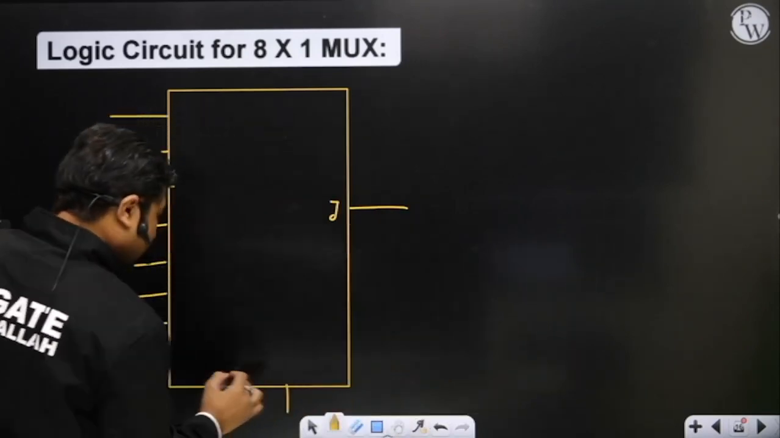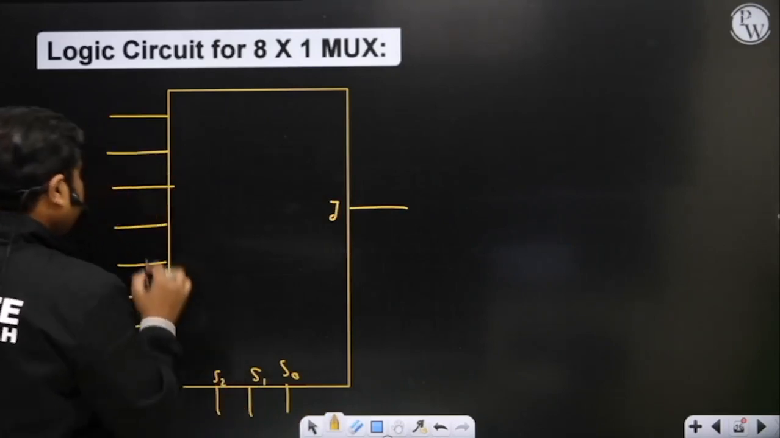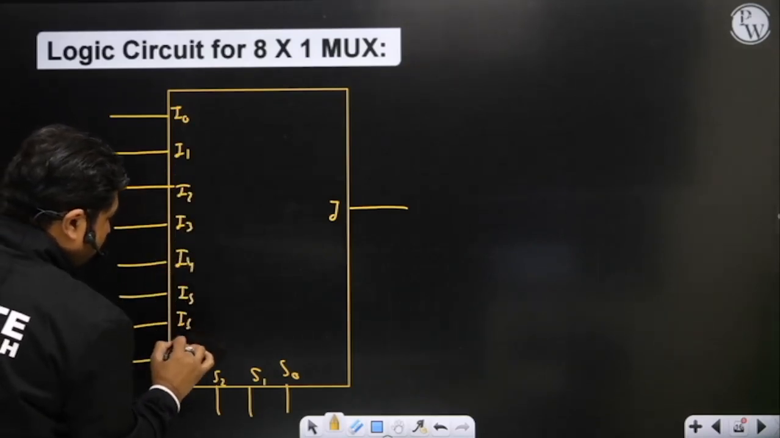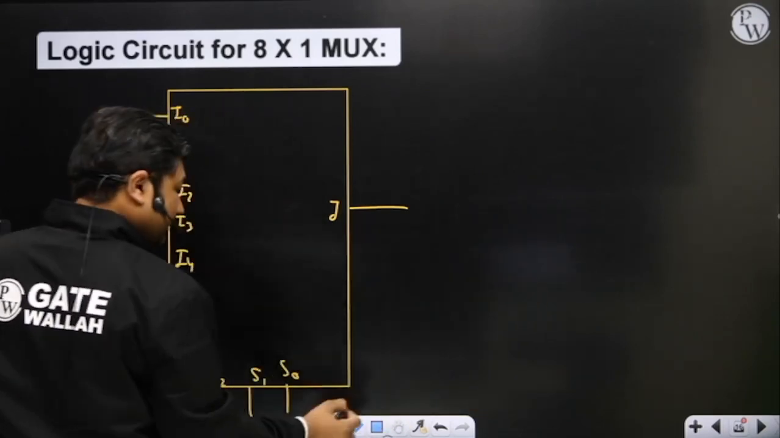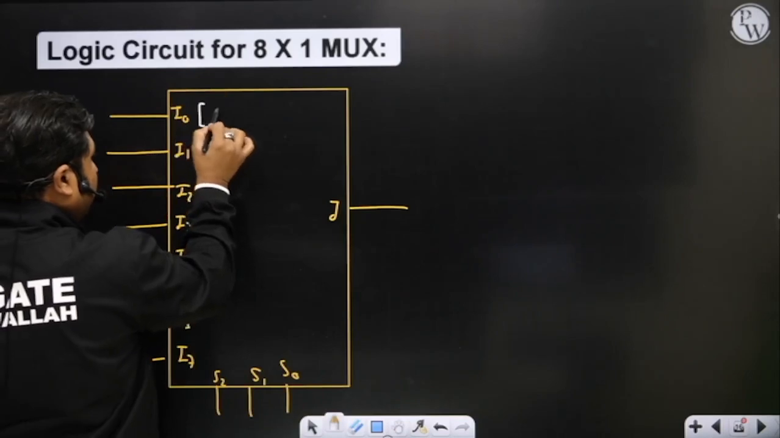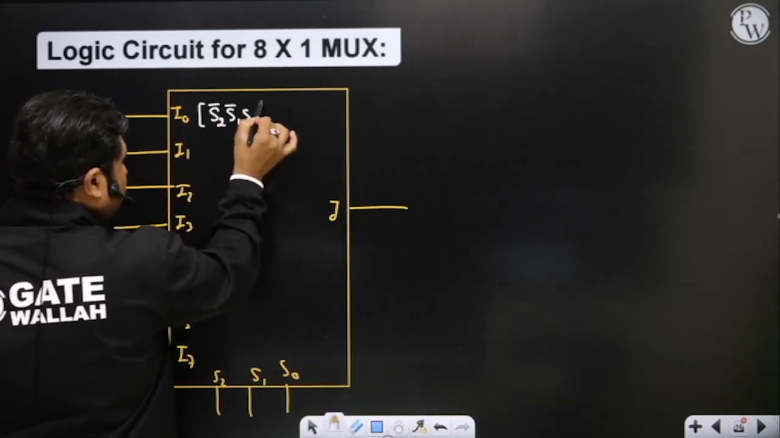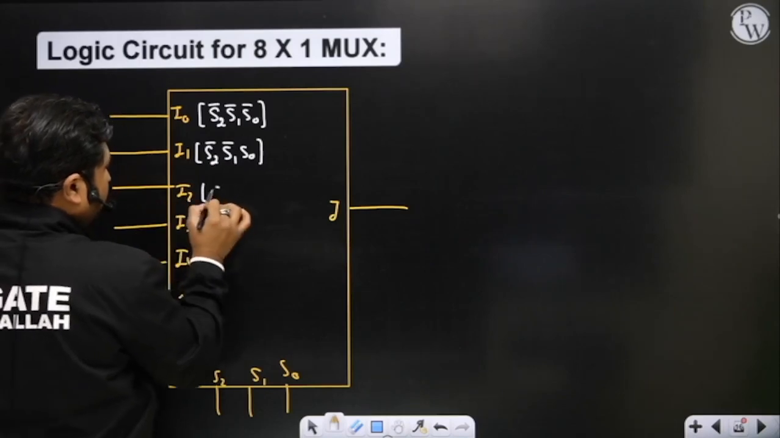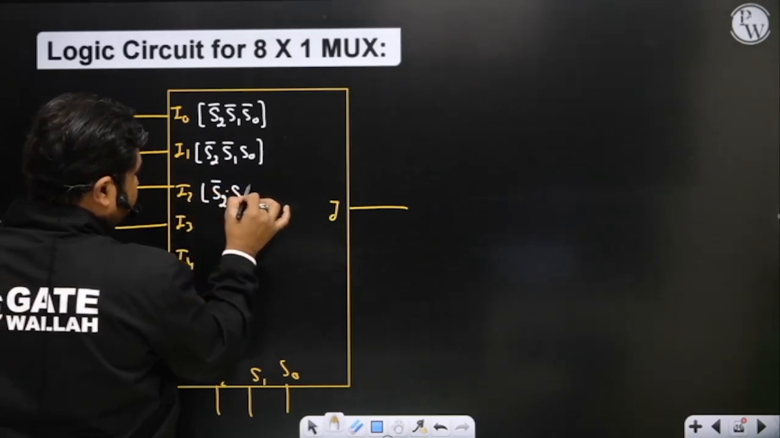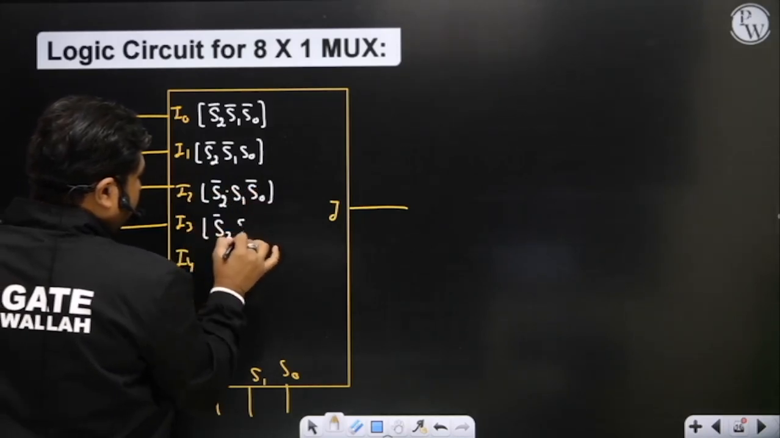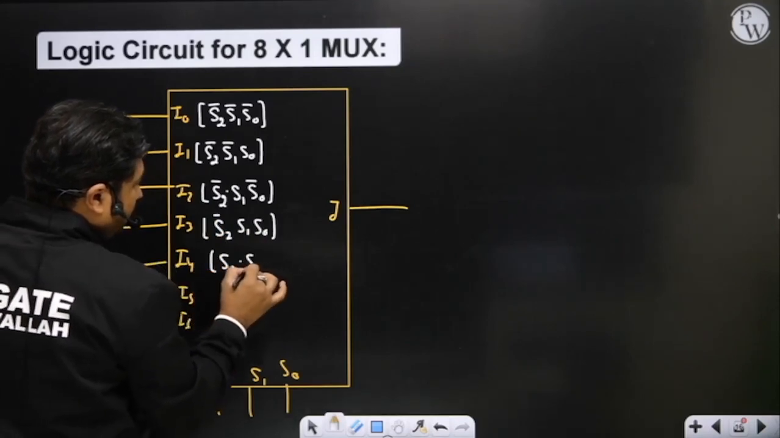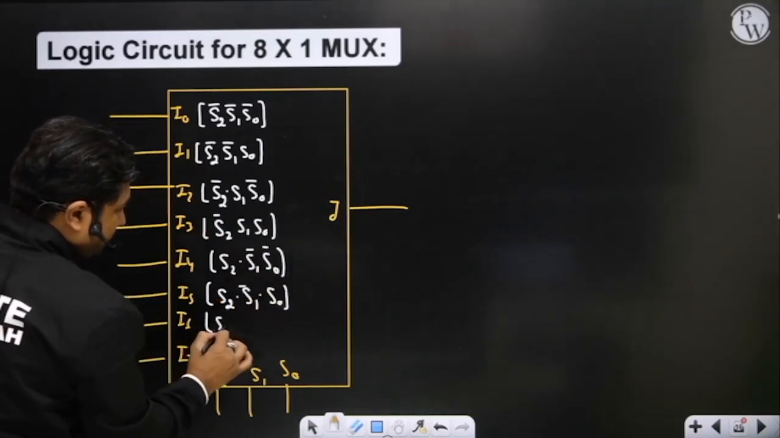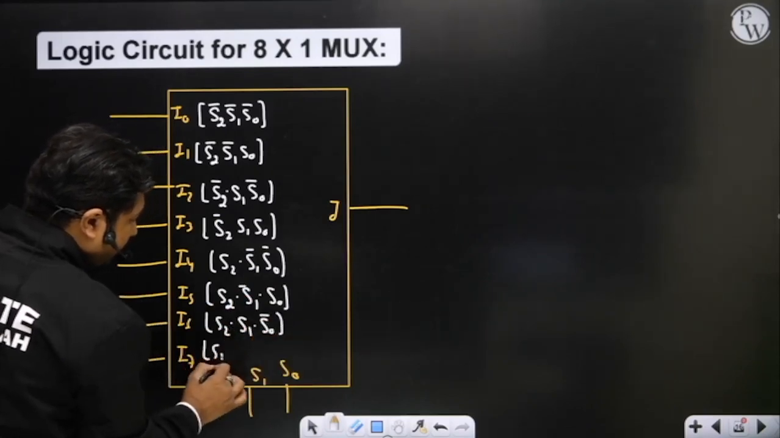So, sir, we are able to understand the select line conditions: S0, S1, S2 and I0, I1, I2, I3, I4, I5, I6, I7. The select line conditions are going to be ANDed here. So S2 complement, S1 complement, S0 will be available here, then S2 complement, S1, S0 complement, S2 complement, S1, S0, S2, S1 complement, S0 complement, S2, S1 complement, S0, then S2, S1, S0 complement and S2, S1, S0.